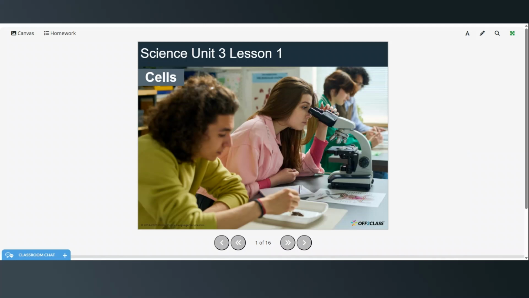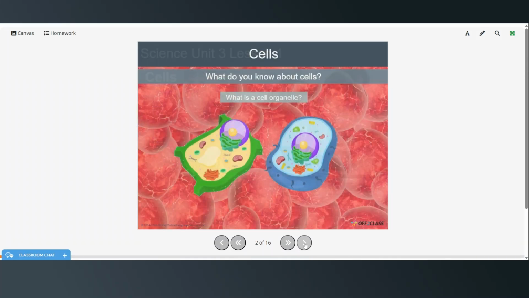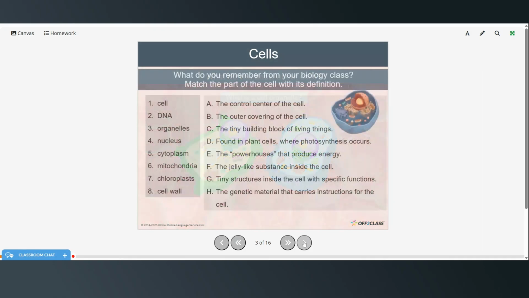This is another B1 level science lesson. Today we're going to be talking about cells. So what do you know about cells? And do you know the term cell organelle? So see if you can remember any of these terms from biology.